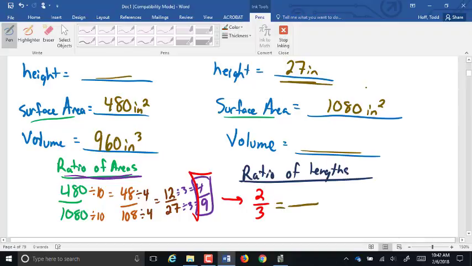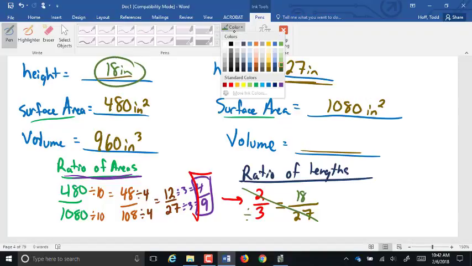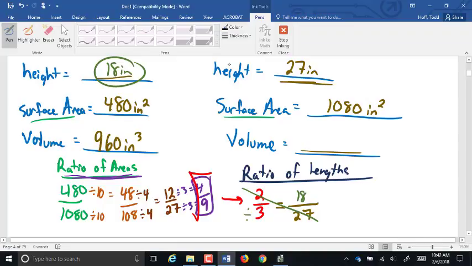Where's the 27 inches go? It is from the larger figure. It goes on bottom. We will cross multiply and divide, giving us 18. So this height is 18 inches. Make sense? Any questions on how I got the 18 inches?